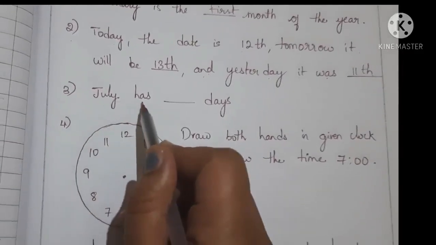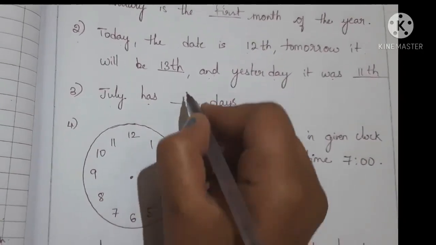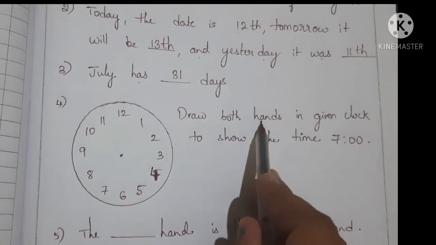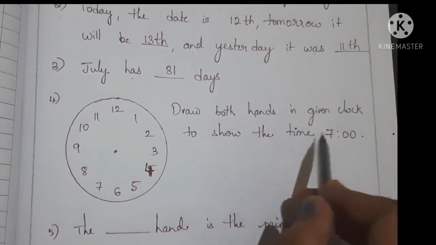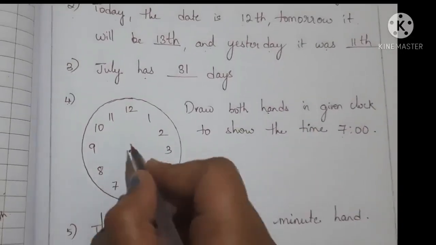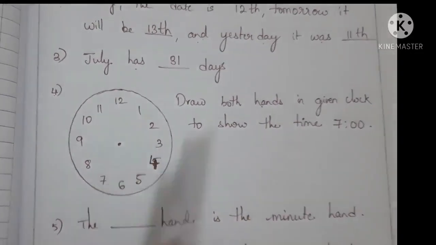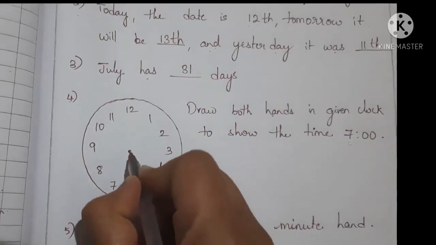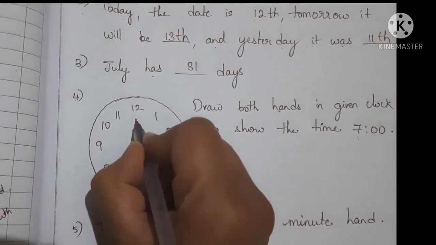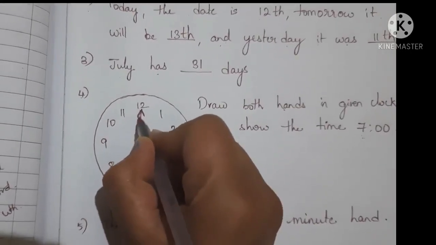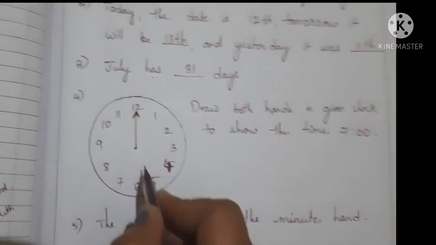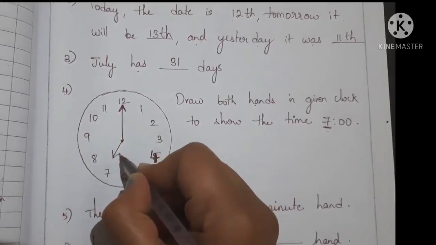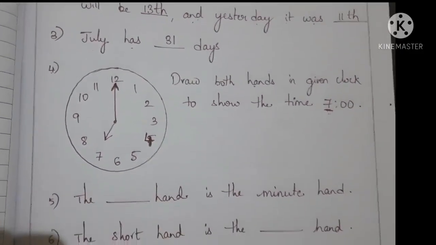Third question. July has how many days? July has 31 days. Fourth question. Draw both hands in given clock to show the time 7. So, we have to draw the minute hand and hour hand to show the time 7 o'clock. First, minute hand, which is a long hand, should be always on 12. And the short hand, hour hand, should be on 7. Okay, now it is 7 o'clock.